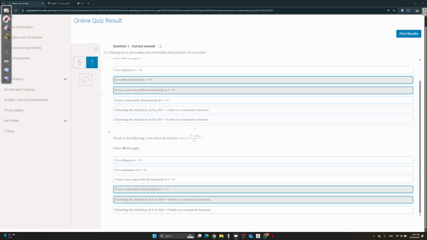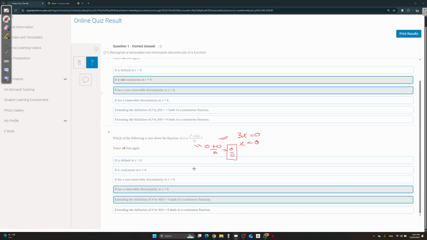Alright, part B, they gave you h of x is x squared plus 12x over 3x, and circle all that apply. Okay, again, let's check, is there a discontinuity? Of course there is, because 3x can equal 0. When is that true? When x is equal to 0. So it has a discontinuity at x equals 0. So what type of discontinuity? The first thing you do when you want to check discontinuity is substitute the value. If you substitute the value here, you're going to get 0 plus 0 over 0. So you get 0 over 0.